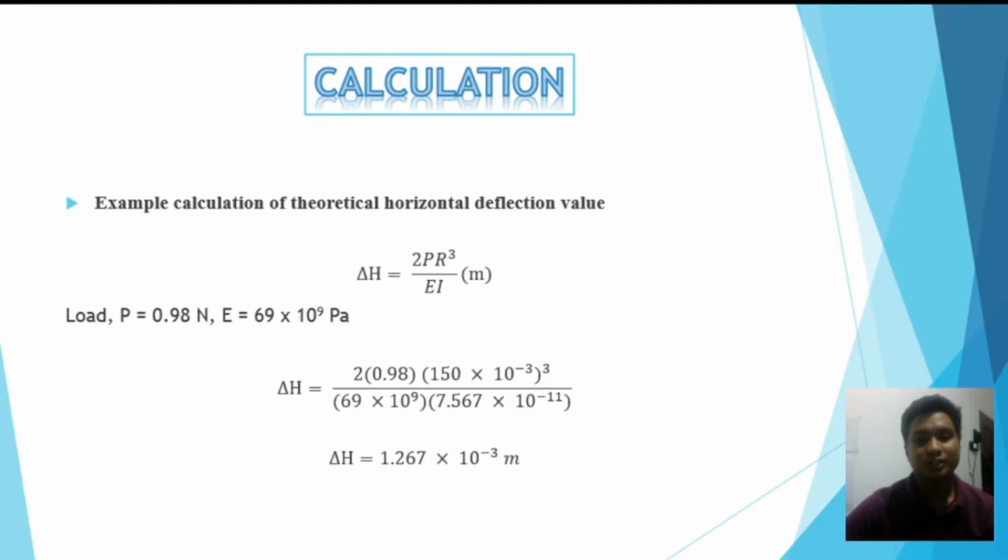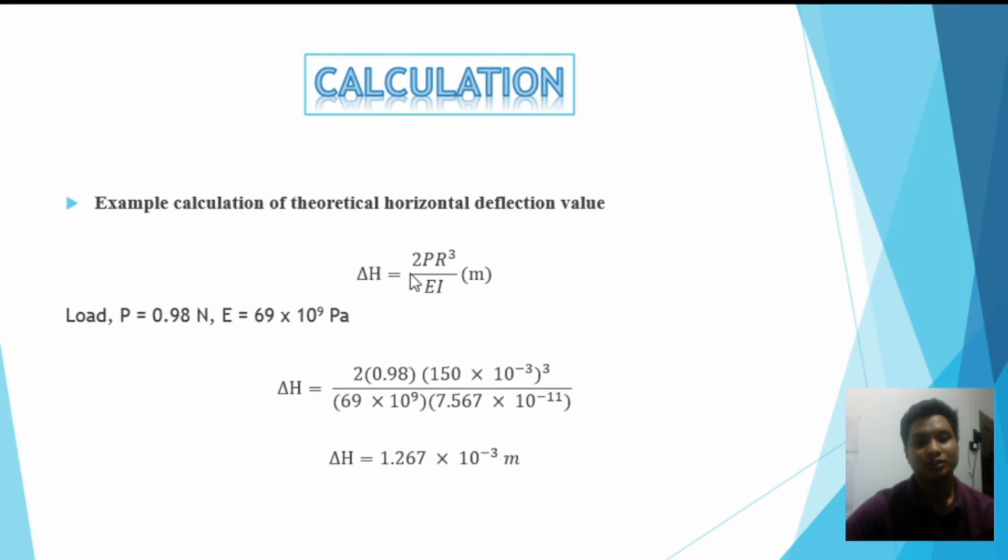Next is the calculation for this experiment. In this experiment, we must calculate the theoretical value to compare with the experimental value shown from the result that I explained before. Here is the example of calculation for the theoretical horizontal deflection value. The horizontal deflection can be found using this formula.